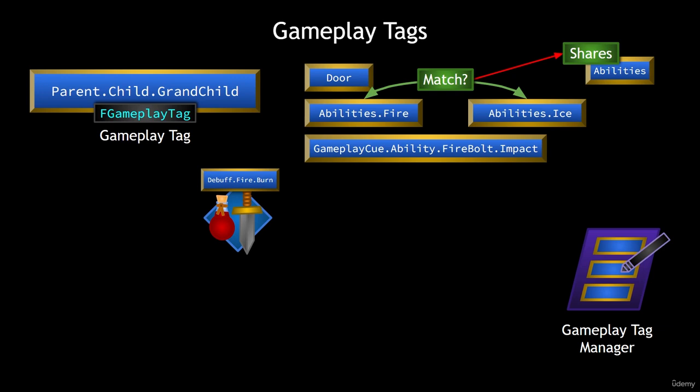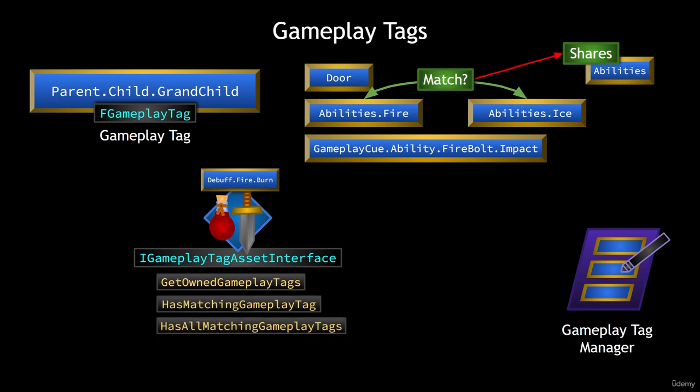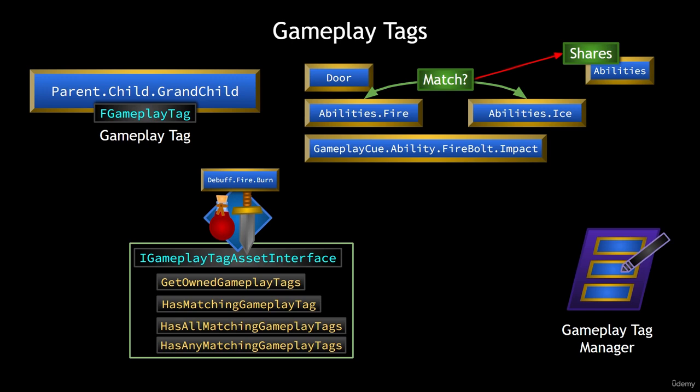The ability system component implements an interface called the Gameplay Tag Asset Interface. This interface has a number of functions that make it easy to look at all owned tags, see if a particular tag is owned, or get all tags that match a given tag, or even see if any of the owned tags match a specified tag. Since these are interface functions, any class can implement this interface and decide how to handle these operations, although the ability system component handles these in its own way.